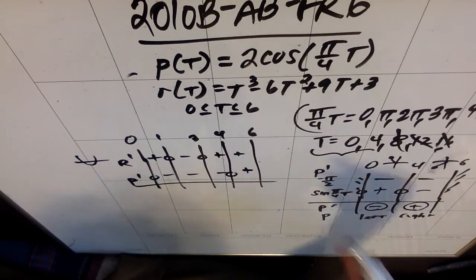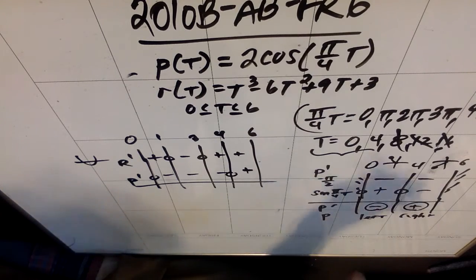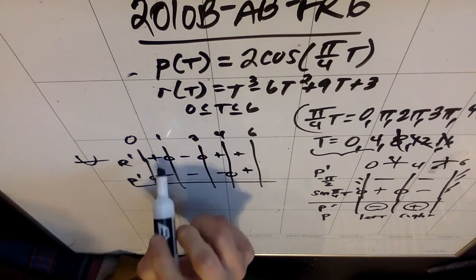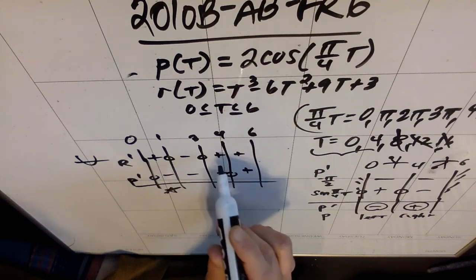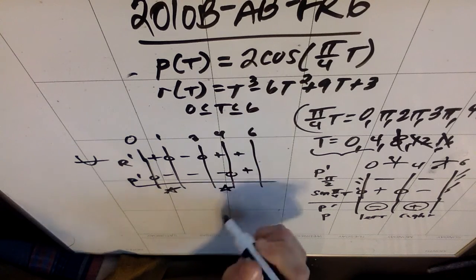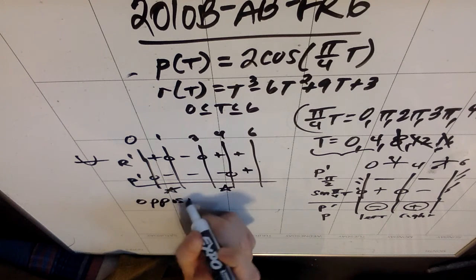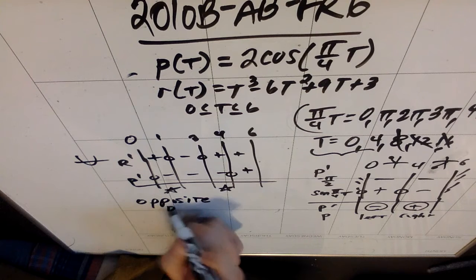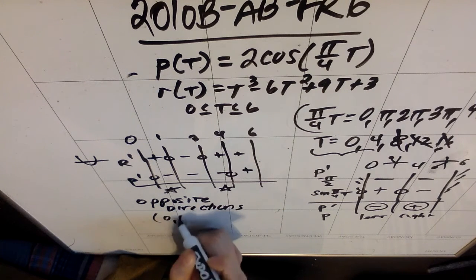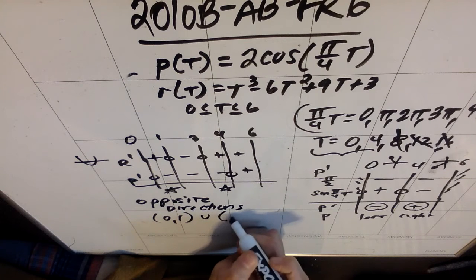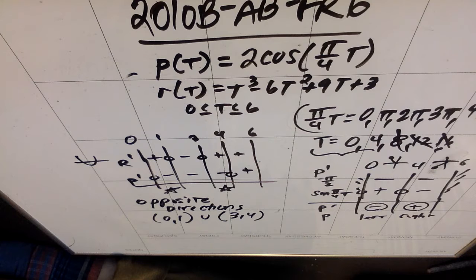So when these signs are the same, those are the moments when the particles are moving in the same direction. When these signs are opposite, they're moving in opposite directions. So when r prime is positive but p prime is negative, that's one of the answers. When r prime is negative but p prime is positive, that's the other answer. So they are moving in opposite directions on the window from 0 to 1 and on the window from 3 to 4. And that's my answer, right? Cool.